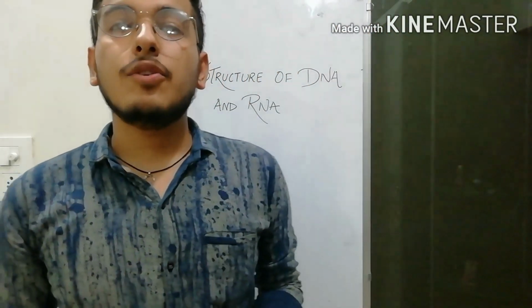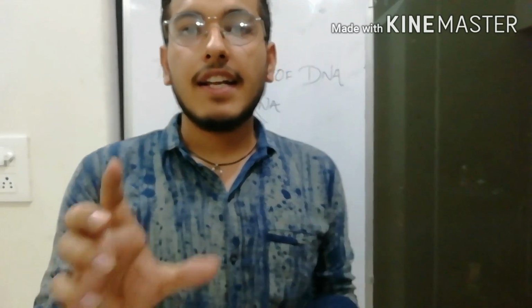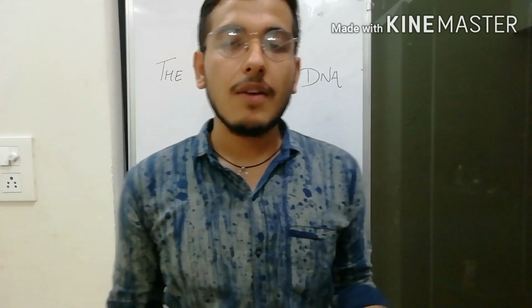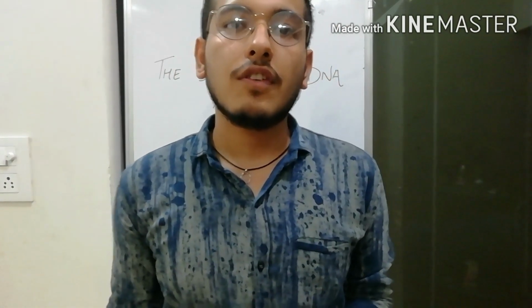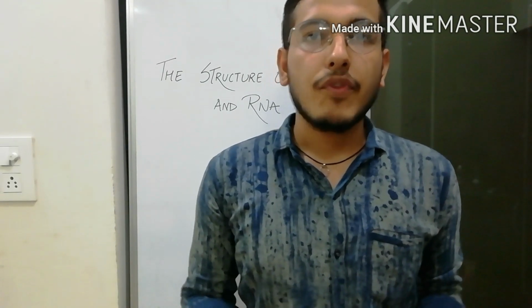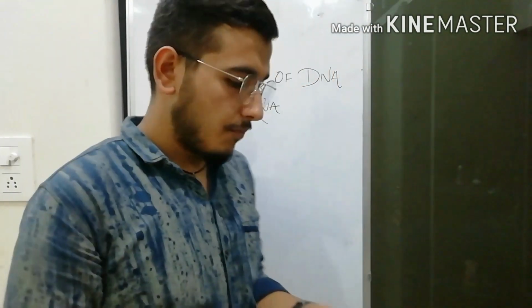So in the last video we saw that Miescher discovered genetic material as an acidic substance. He named it nuclein, and then we saw the functions of genetic material in genotypic, phenotypic and evolutionary ways. So today we will discuss the genetic material, actually the DNA and RNA, their chemical structure.